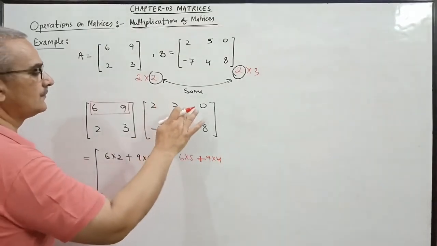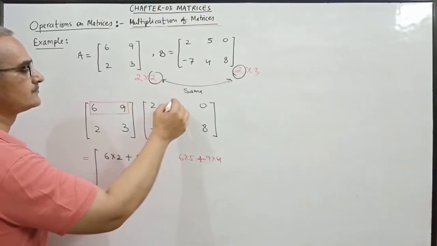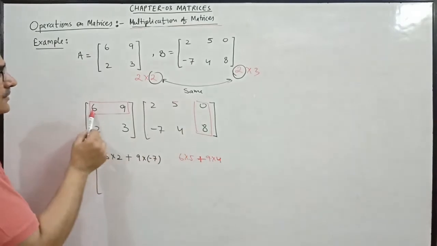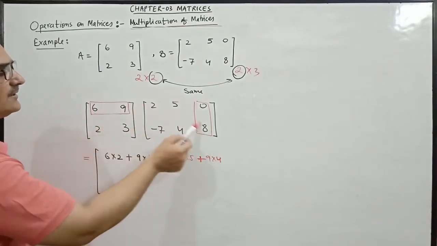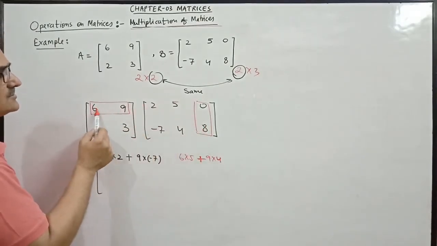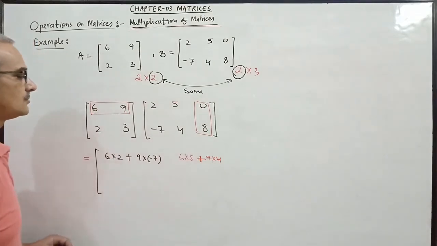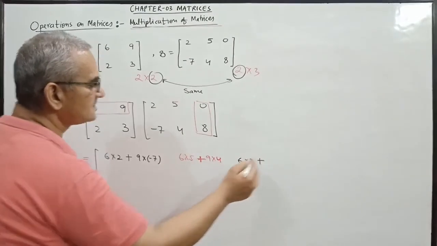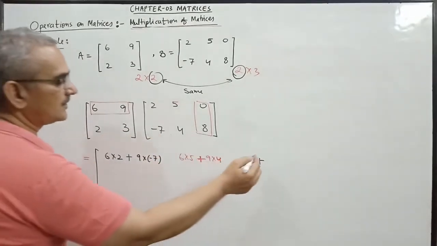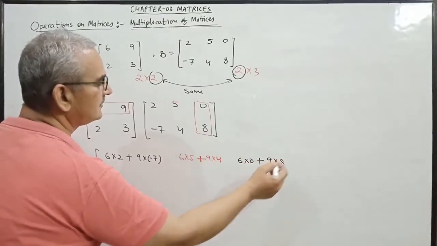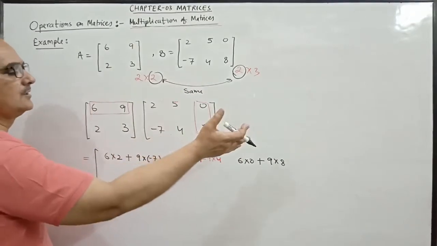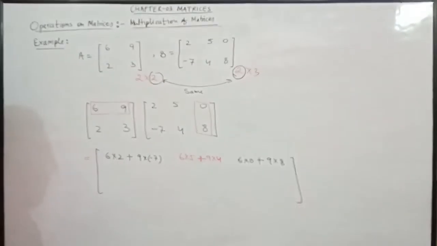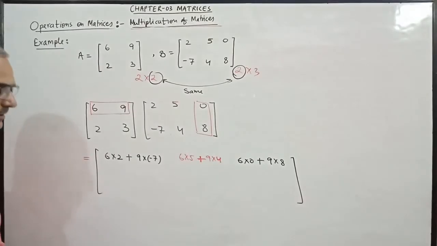Then we'll take the third column. Now for the first row and third column, we have to multiply their corresponding elements. So we'll get here 6 into 0 plus 9 multiplied by 8. We have to write this here. And because there is no further column, we have to stop here.